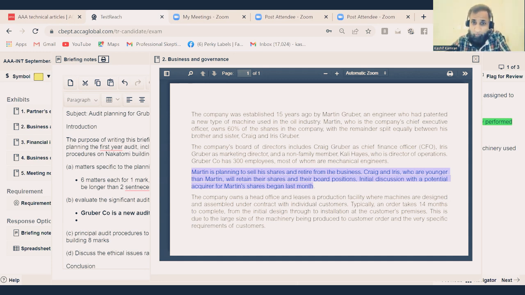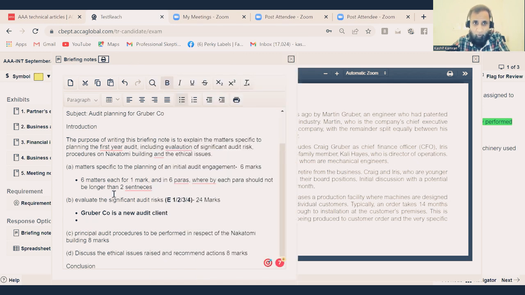So what's the second one? Martin is planning to sell his share. Control C. You go back to the briefing note. Control V. Martin is planning to sell shares. We got the second significant audit risk, something specific to the scenario.